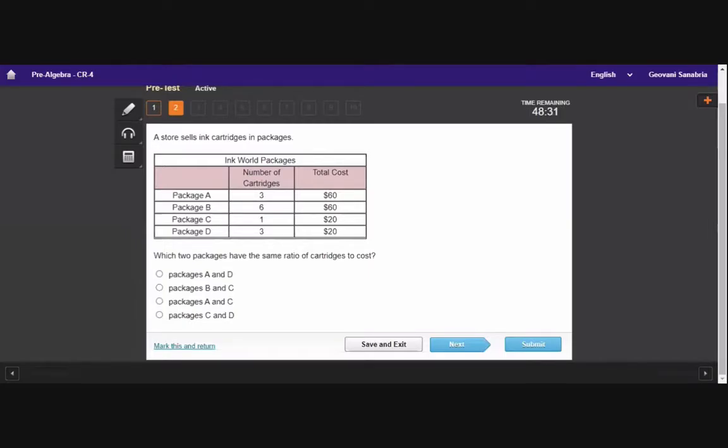Except for now you have to make up the fractions, but it's just telling you to put, like, package A, that 3 is the number of cartridges, and then the cost would be 60. So you do 3 divided by 60, write that number down. 6 divided by 60, write that number down. 1 divided by 20, write that number down. 3 divided by 20, write that number down. Which ones are the same?